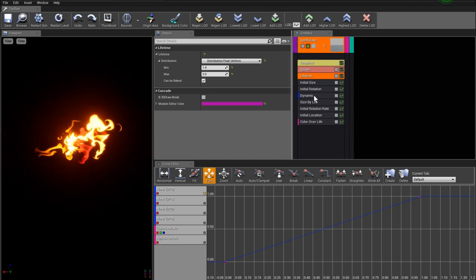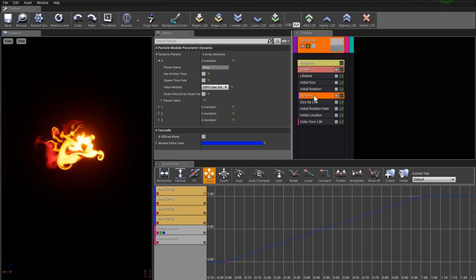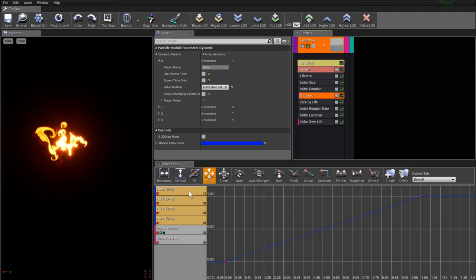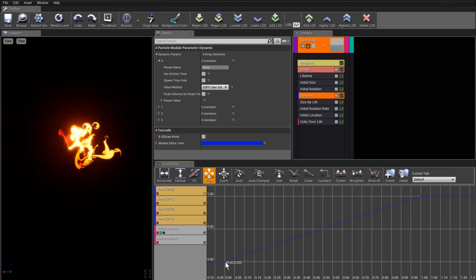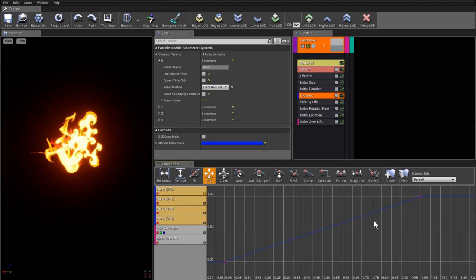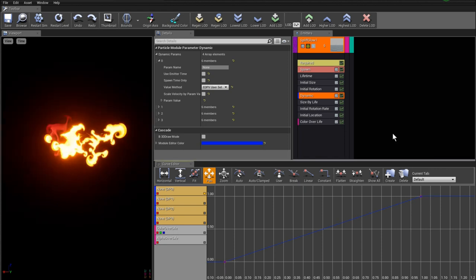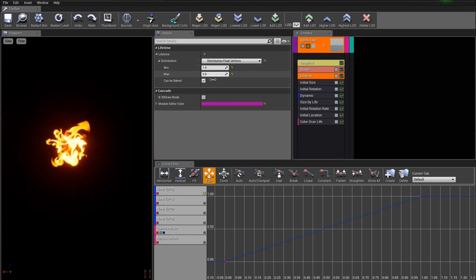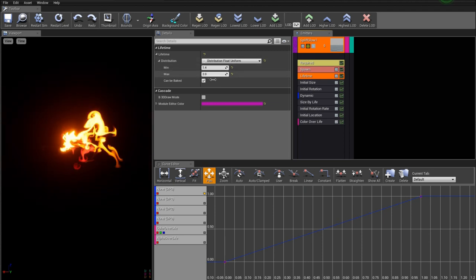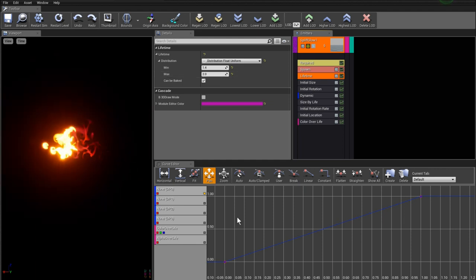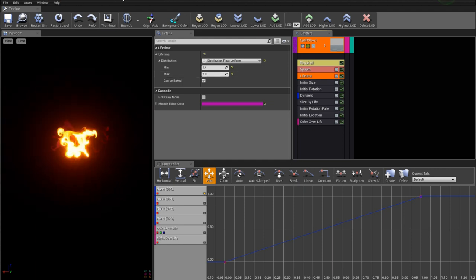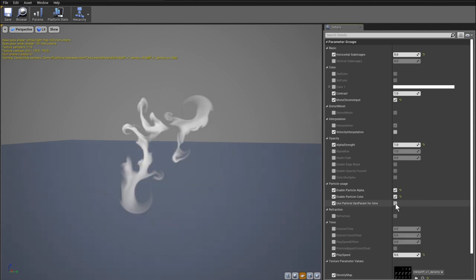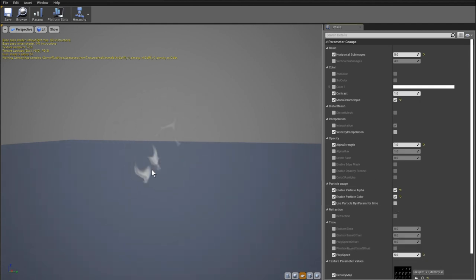If I go to this dynamic module and have a look at this graph, it is a linear function growing from 0 to 1 during the lifetime of the particle, which is between 1.4 and 2 seconds. And so when the particle is being spawned, this ink spill, this arc-like sequence, is starting to play.